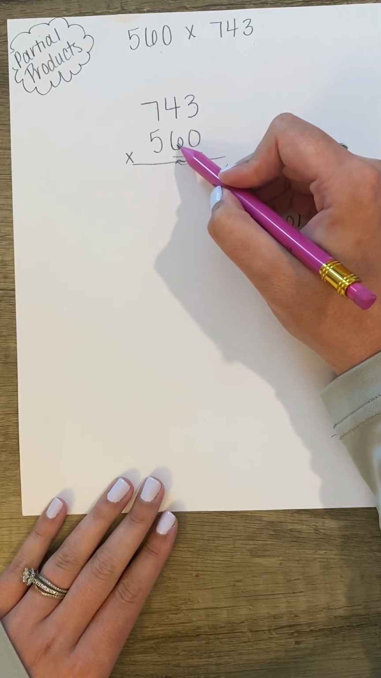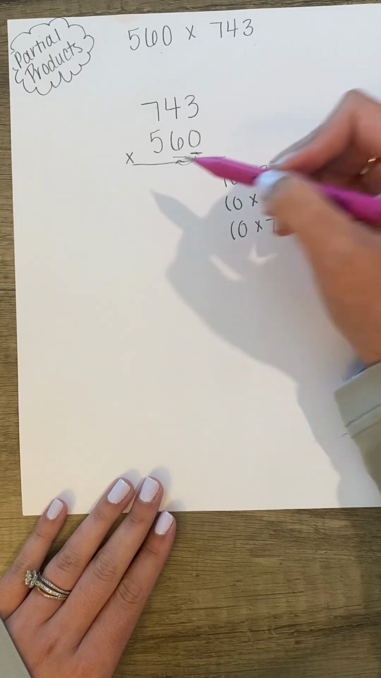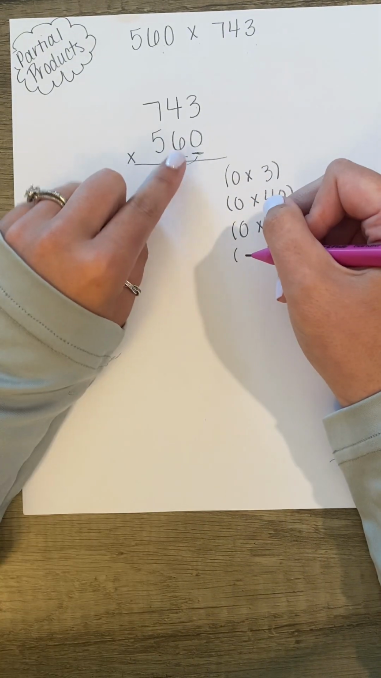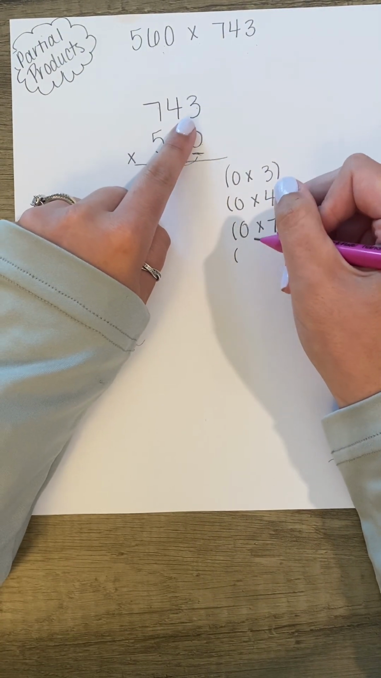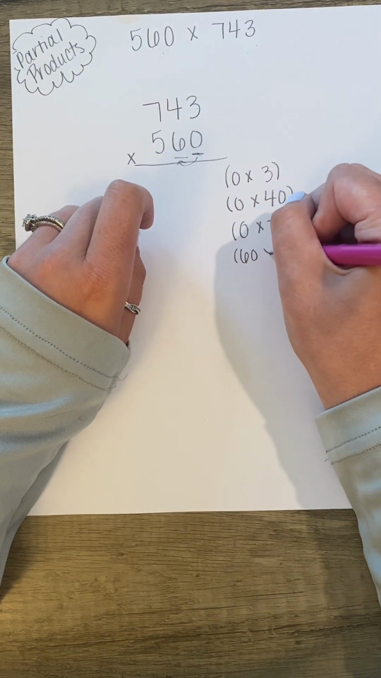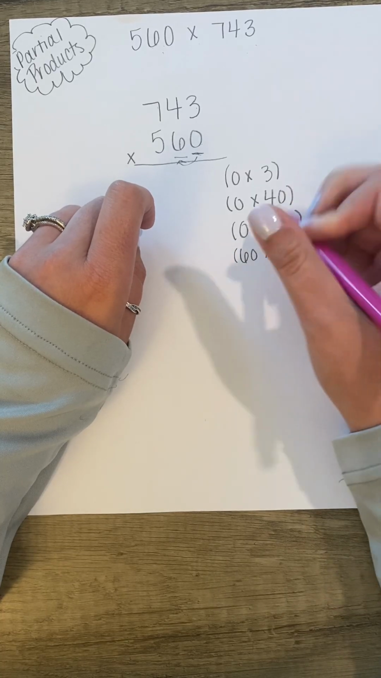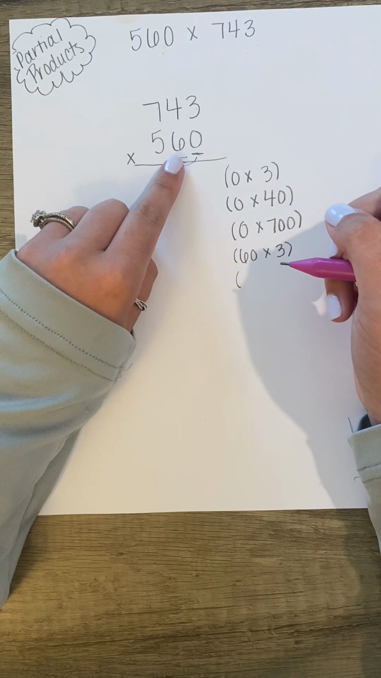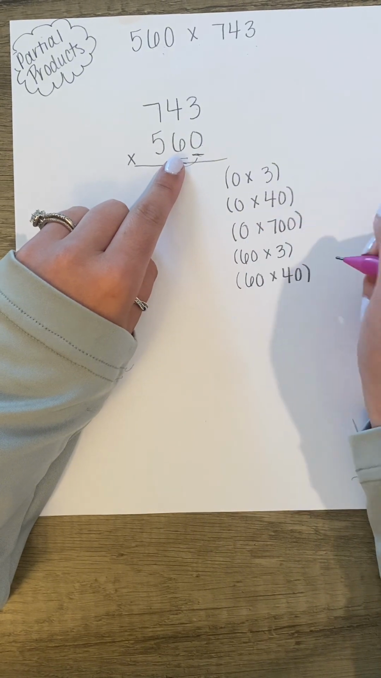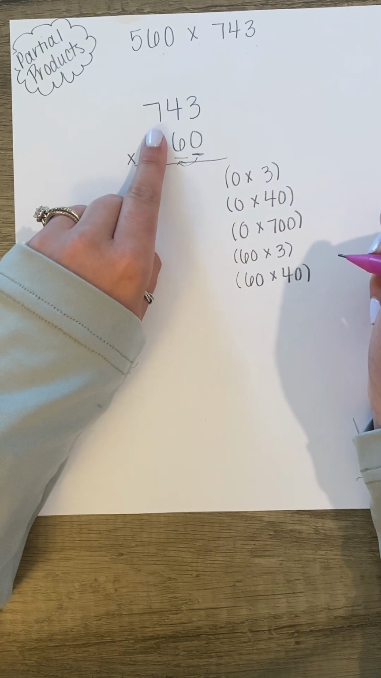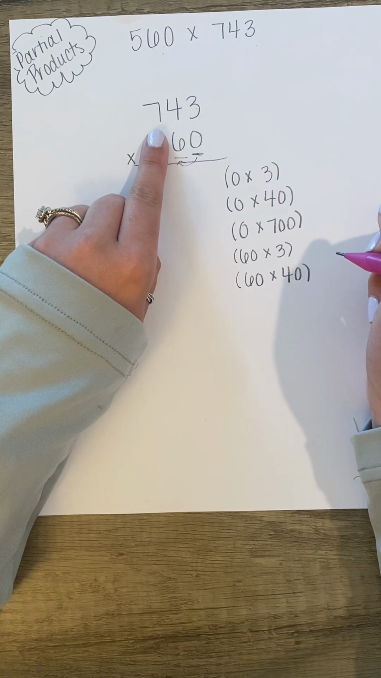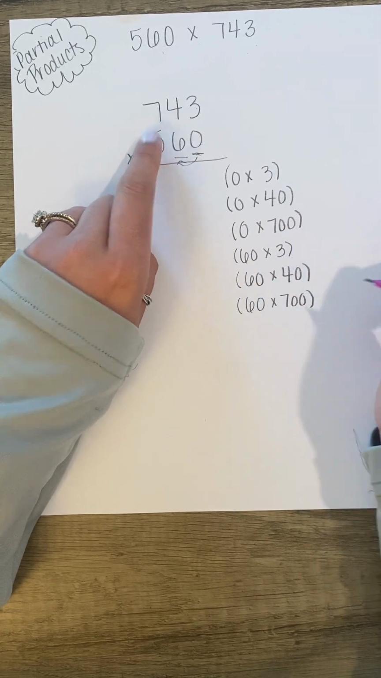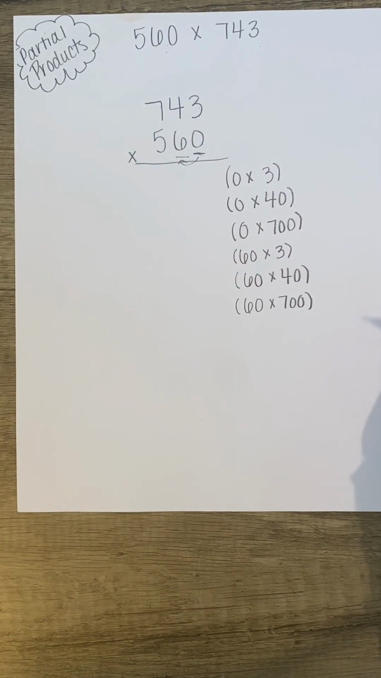But it's not just a 6 we're multiplying now. It's going to be a 6 in the tens place, so a 60. So we're going to do 60 times a 3 in the ones place, which would be 60 times 3. 60 times a 4 in the tens place, which would be 40. And then 60 times a 7 in the hundreds place, which would be 700. That's our second group of partial products.